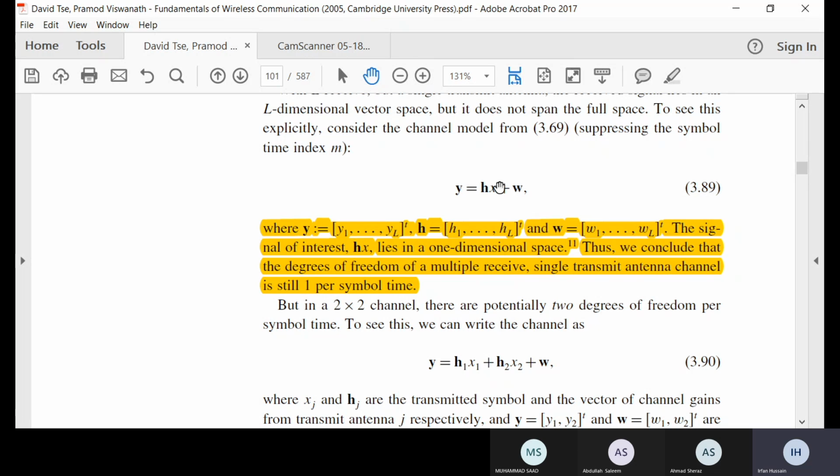Similarly, at the same time, I will be sending x2 from the second transmitter. It will again have two paths to the two receive antennas. That will be h21 and h22. Both will be covered in this vector h2. Are you understanding what I am saying here?